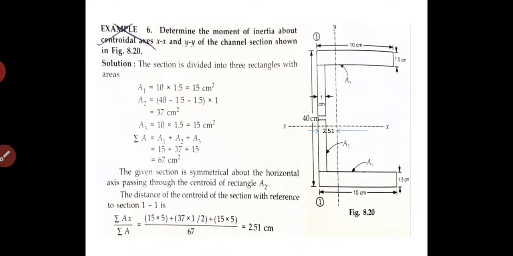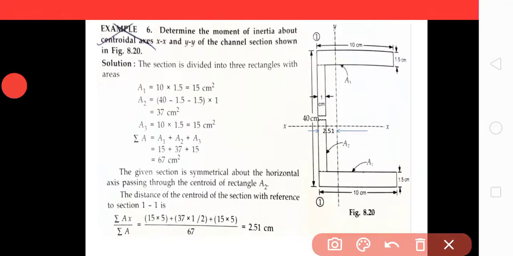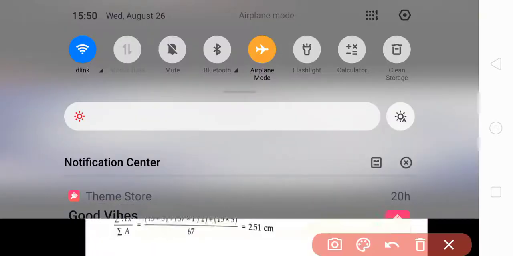Now next problem, determine the moment of inertia about centroidal axis xx and yy of the channel section shown in figure 8.20. This problem is again taken from the same textbook. Here, first of all you have to find out the moment of inertia about the centroidal axis. So these are the centroidal axis.